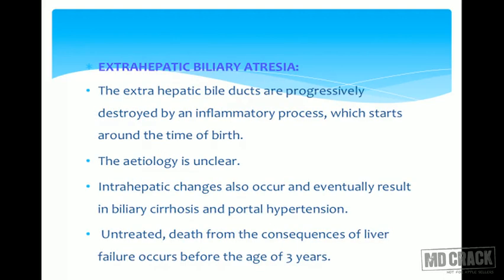Now we will see extrahepatic biliary atresia. By atresia it means the absence or stenosing of any tubular lesions. So extrahepatic bile ducts are progressively destroyed by an inflammatory process which starts around the time of birth. The etiology is unclear.